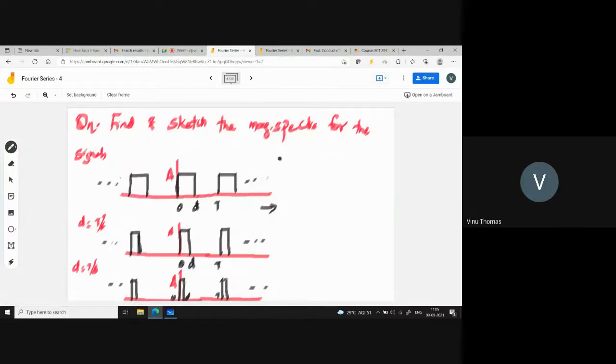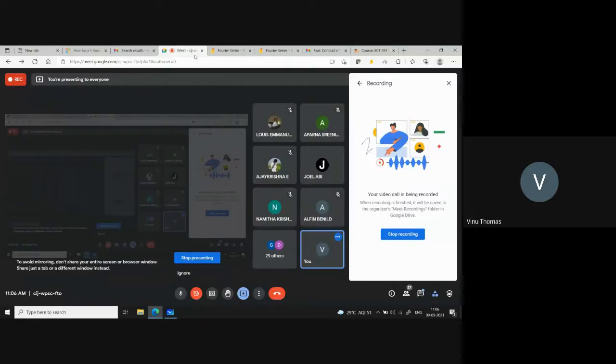Now we will do this question in the class. Find and sketch the magnitude spectra for the following signal. So this is a rectangular wave. I will not call it a square wave because it has a duty cycle that is different from 50%. What is duty cycle, by the way? Alvin? What is duty cycle?